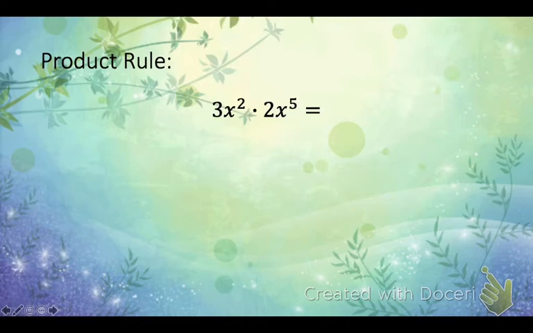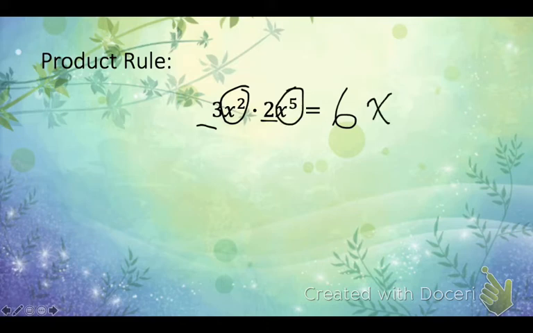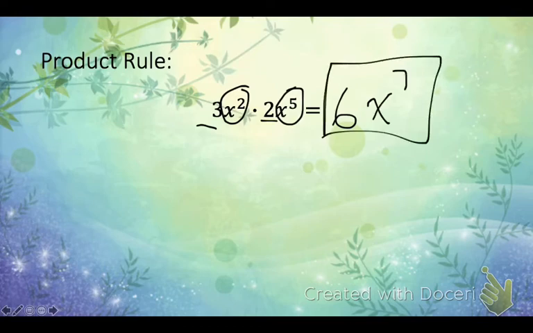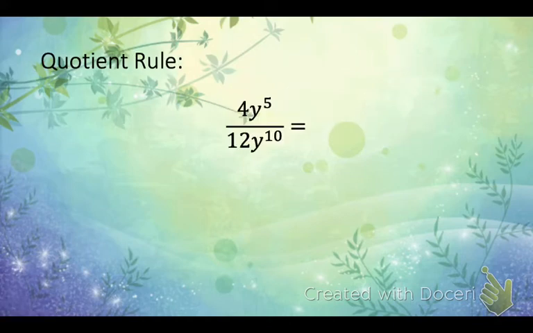So the product rule is keep the base and add the exponents. All right. However, if we have coefficients, numbers in front of our bases, we multiply them first. So we're going to multiply 3 times 2, which is 6. And then when we look at these that have the exponents on them, we're going to keep the base, which is x, and add the exponents. 2 plus 5 is 7. So this would become 6x to the 7th power. That's the product rule.